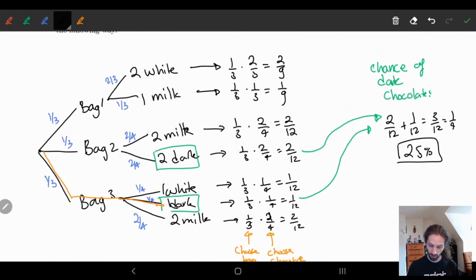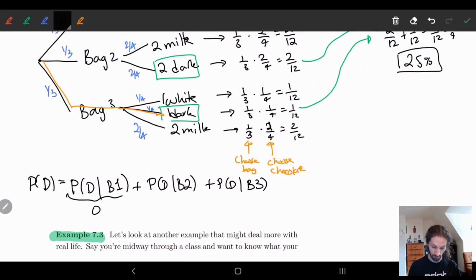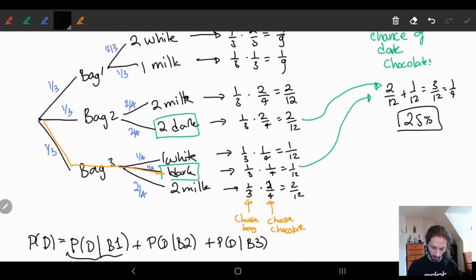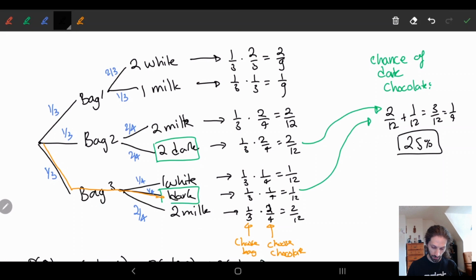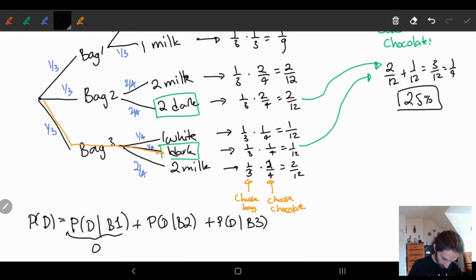And this is basically where these green lines are coming from. For bag 1, there's no dark chocolate, so the probability is automatically 0. And then these other probabilities are why we're getting these other two things. Sorry, not given. This should be and. There we go. That we got dark chocolate and is from bag 1, etc.